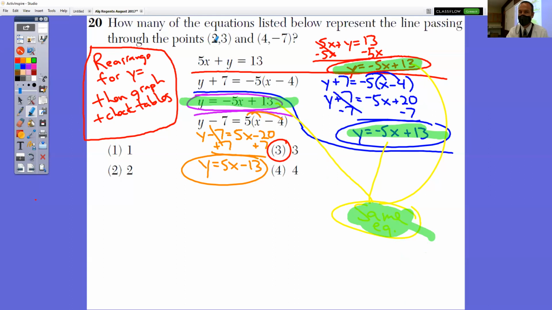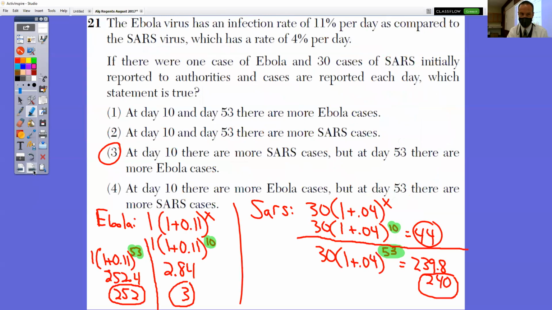If you go to graph it, do they go through the points (2, 3) and (4, -7)? Well, you could check the table, second and table, and see if that's what it is. All right. Go to x equals 2, go to x equals 4, see if they're 3 and -7. These three are. When you rearrange this other equation, notice that you get y equals 5x - 13. That is a totally different equation. So again, you'd have to go to the graph, go to your table, and see if they go through (2, 3) and (4, -7). This one does not. So how many equations go through those points? There are 3 of them, which is choice 3.